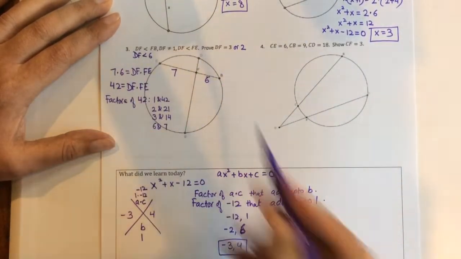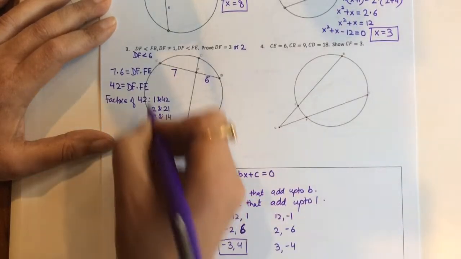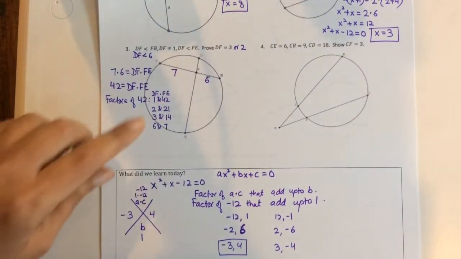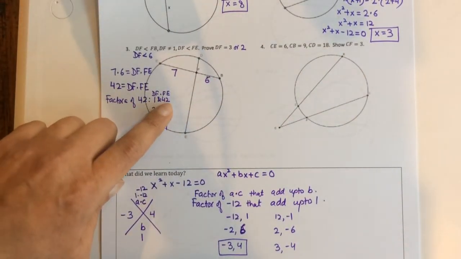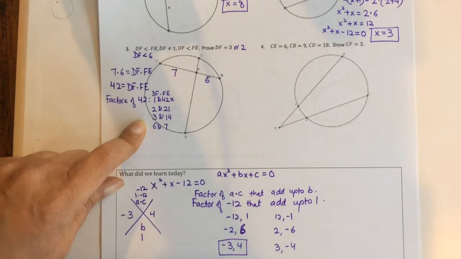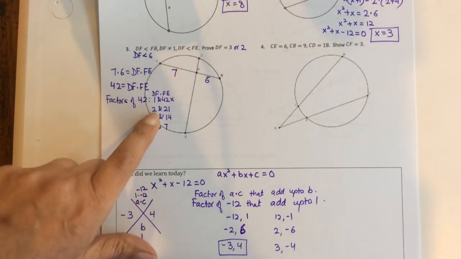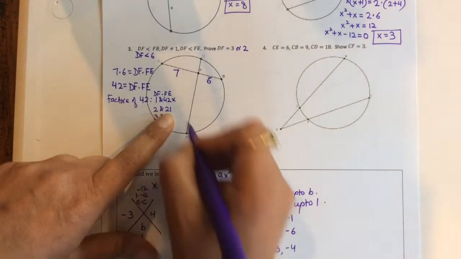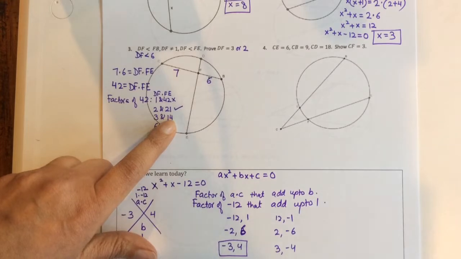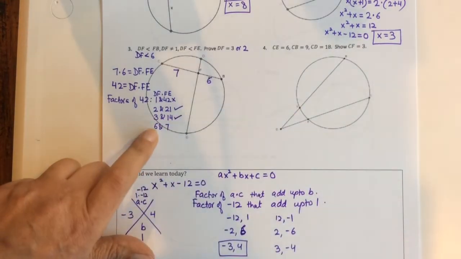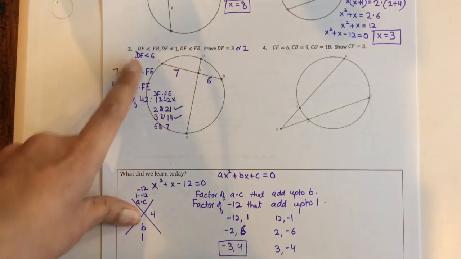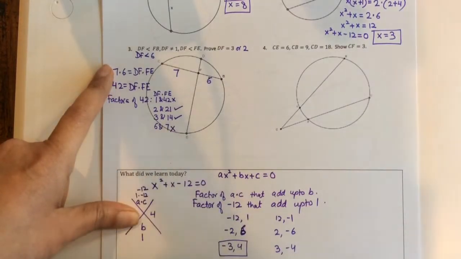Okay, now let's look at the restrictions that are there on DF. So we are saying that this is DF times FE. Either DF can be 1, and in that case FE is 42, but we are told that DF is not 1, so this option does not work. DF can be 2, and then FE is 21. Yeah, that works. DF is 3 and FE is 14. That also works. DF is 6 and FE is 7. But DF has to be less than 6, so this one doesn't work either.